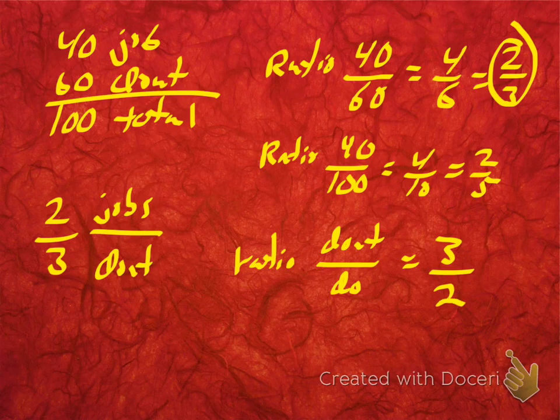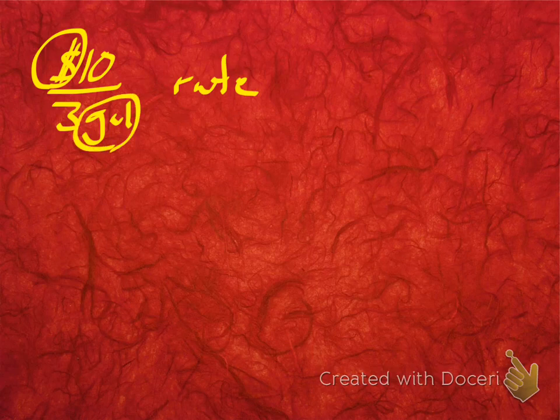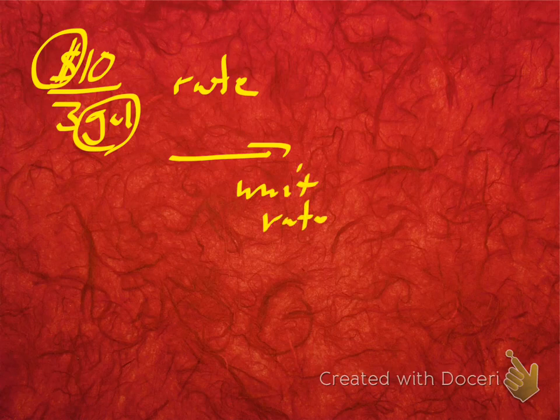Okay. Now let's talk about rates. All right. So we did an example on that first screen. We had an example where it cost $10 for 3 gallons of gasoline. Okay, that is a rate because it's 1 unit, dollars, to another unit, gallons. Okay, if I want to reduce this to a unit rate, what I need to do is reduce the bottom to 1. So instead of 3 gallons, I want 1 gallon. Well, what do I have to do to change 3 into 1?